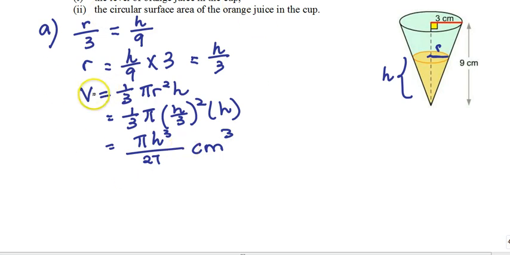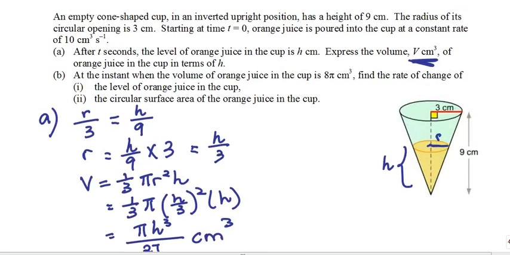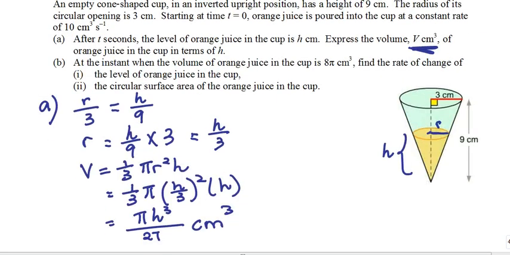It's actually just expressing the volume in terms of the height h, and we make use of what we know about similar solids. Then the next part, rate of change starts to come in. We're told that at the instance when the volume is 8 pi, we're supposed to find the rate of change of the level of orange juice in the cup. That means that we want to find out what is the rate of change of the h here.